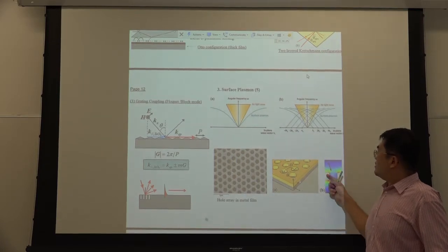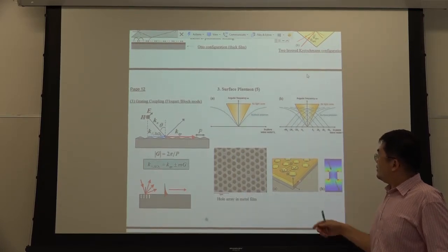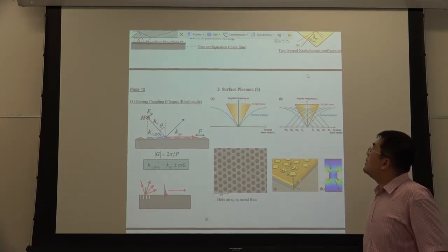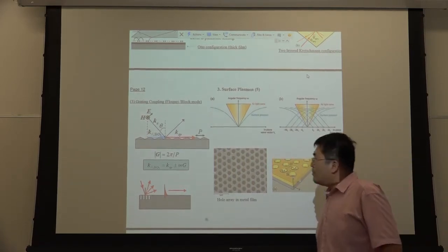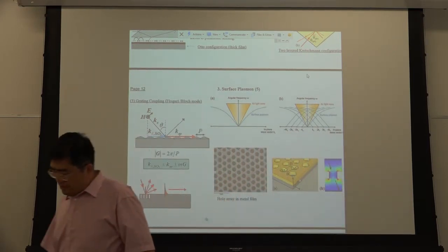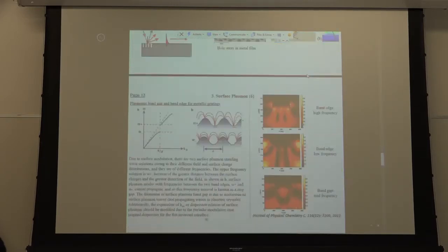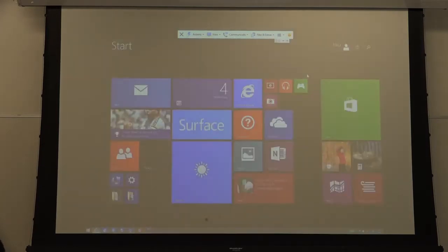This is an excited plasmon. This is a picture. You can see this is a cross section. You can see they can be excited by this pure structure. But I think the thing is not so easy. Why? First thing, I just go to the next page. Why is it not so easy?